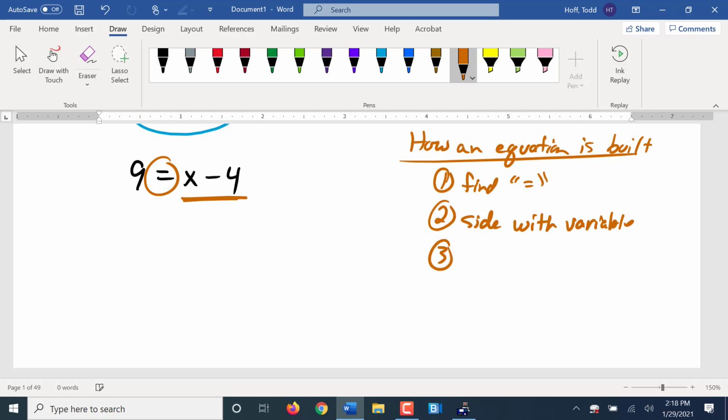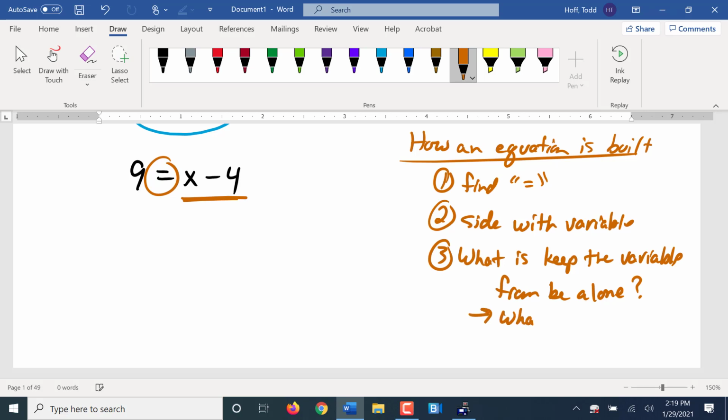And then we ask, what is keeping the variable from being alone, being by itself? Remember, we want the variable to be by itself on one side and a number on the other side. Here, it's the 4. And then, of course, part of that is what operation attaches it. What operation attached the 4? Subtraction. It was subtract 4.